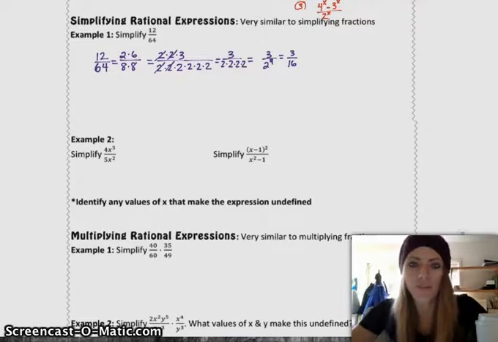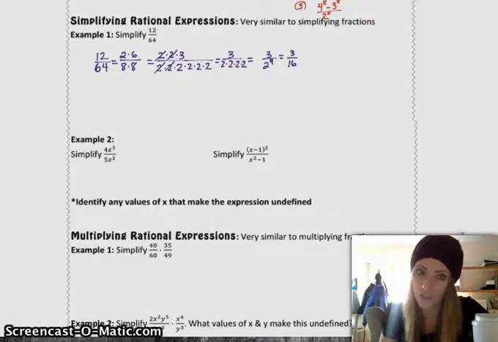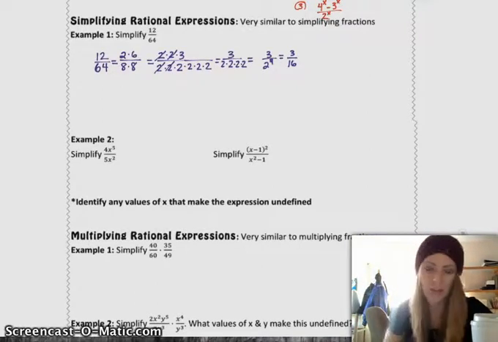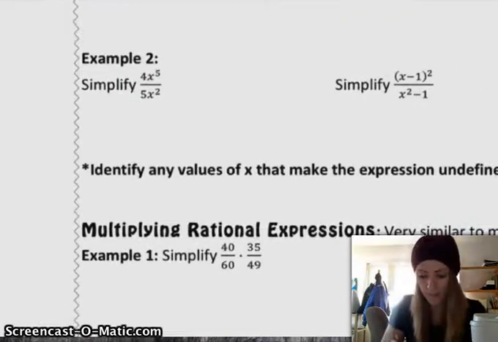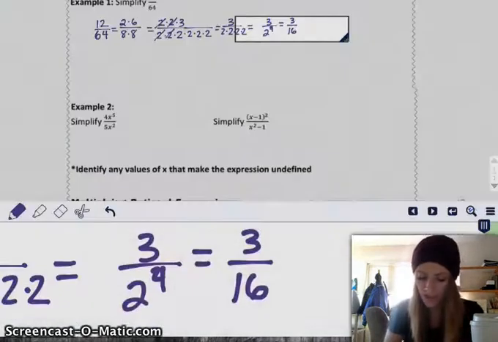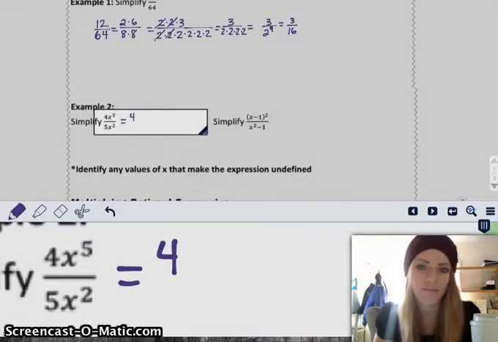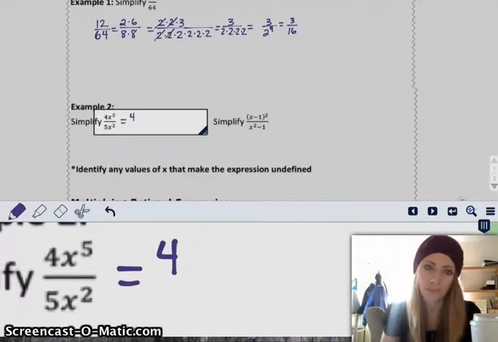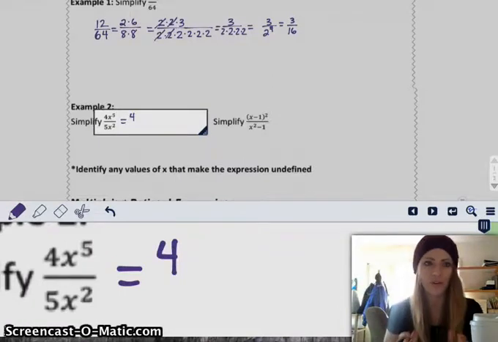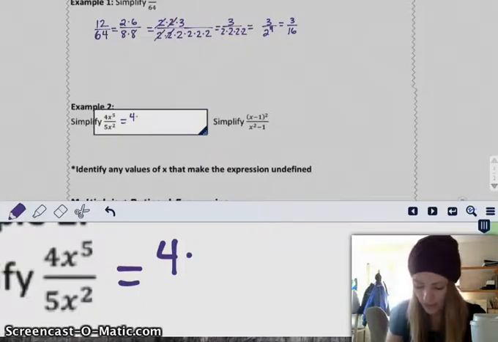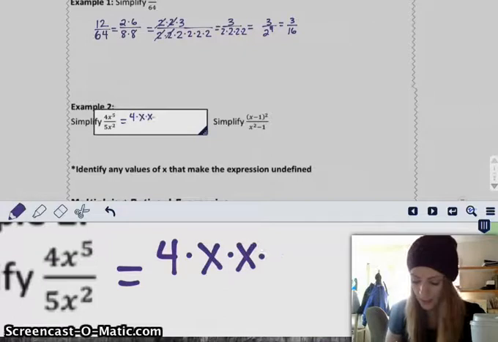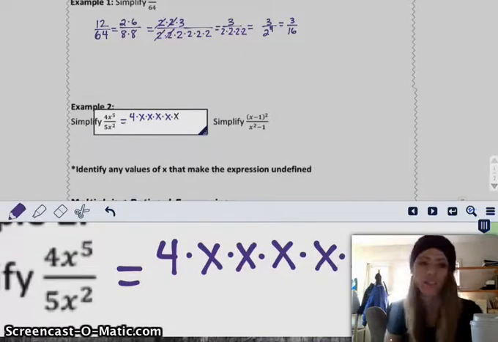Okay, so then we move on to actual rational expressions. And we would do it kind of the same way. So say for example I've got 4x to the 5th over 5x squared. I want to break that up as much as I can. Eventually this will be easier for you, and we won't have to go through every single step. But just for now, 4 times x to the 5th is 4 times x times x times x times x times x, 5 x's, right?